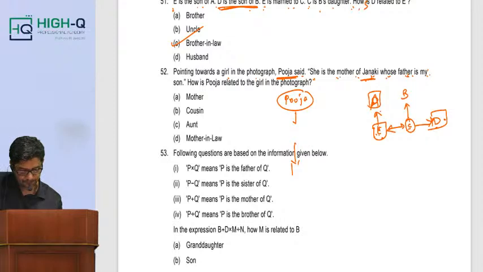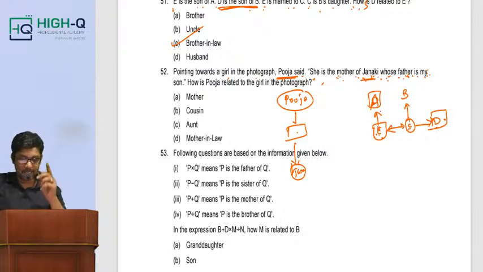Son? Pooja has got a son. Okay, she is the mother of Janaki, whose father is my son. Janaki has got a father. Whose father is my son.